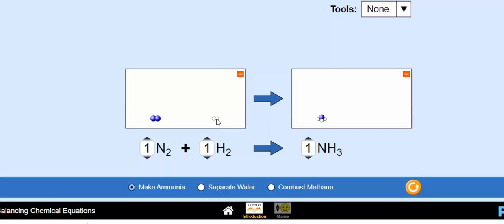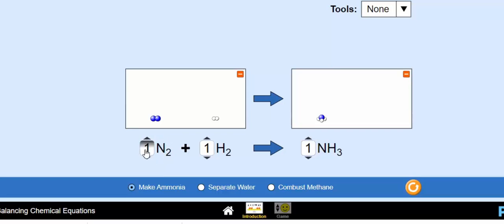Okay, you can see you have 2 nitrogens, N2. You have 1 H2, which is 2 hydrogens. And here you have 1 ammonia. The blue ball here is nitrogen. The white balls are hydrogen. And they are not balanced. So how can we balance it? You can start by balancing the nitrogen, for example.